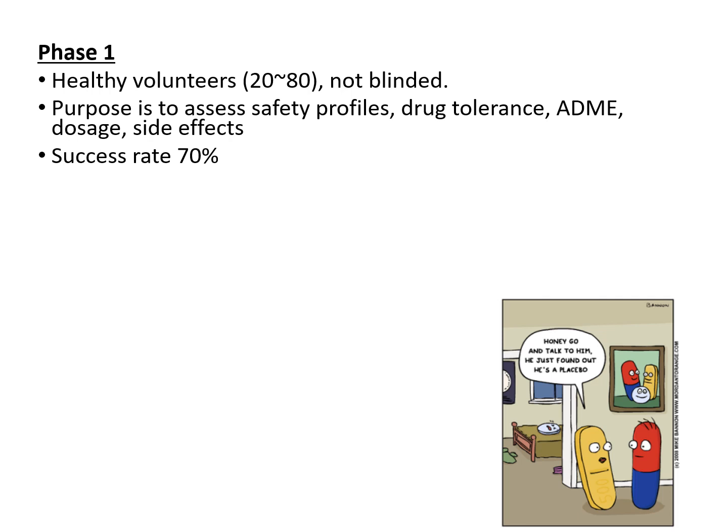Now let's take a look at each phase individually. Phase 1 trials involve about 20 to 80 healthy volunteers, and the volunteers are not blinded, meaning they are aware that they are taking the drug. The purpose of phase 1 trials is to assess the safety profiles, drug tolerance, ADME, dosage, and side effects of the drug. Typically, about 70% of drugs that enter phase 1 trials make it to the next stage.